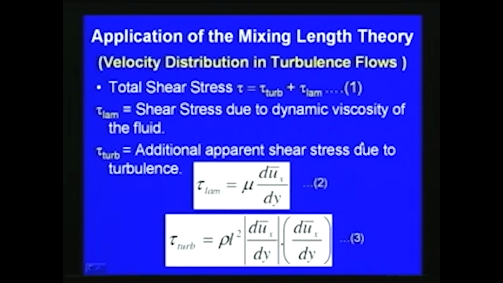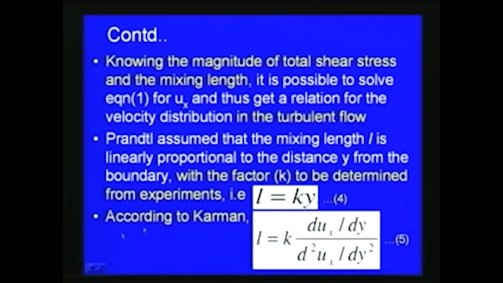So, as I mentioned here, we are trying to use the mixing length which we have discussed already. So, by knowing the magnitude of the total shear stress and the mixing length, it is possible to solve this equation number 1, that means the shear stress. So, it is possible to solve equation number 1 for ux, that means our aim is to find out the velocity ux and thus get a relation for the velocity distribution in the turbulent flow. So, this way we are proceeding to solve the turbulent flow.